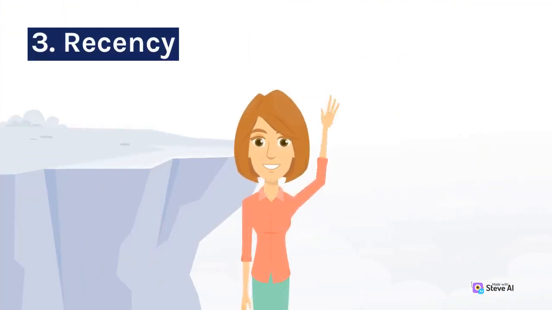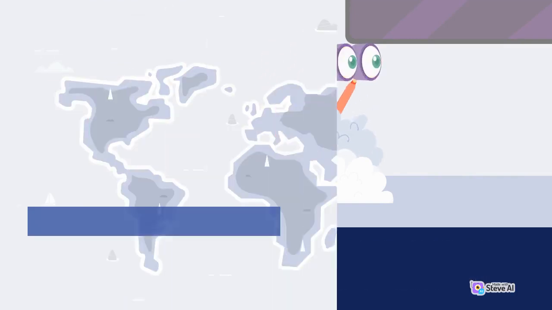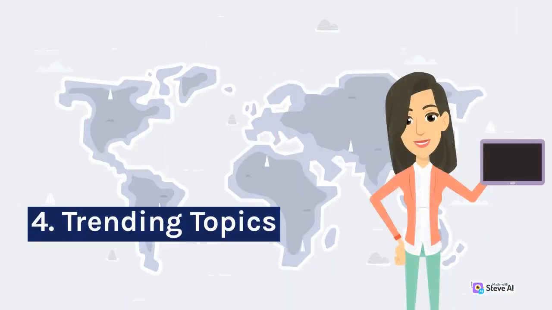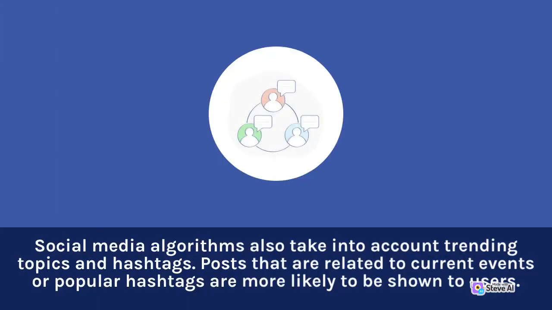3. Recency. The recency of a post is also an important factor in determining its visibility on social media. Posts that have been recently shared are more likely to be shown to users than older posts. 4. Trending topics. Social media algorithms also take into account trending topics and hashtags. Posts that are related to current events or popular hashtags are more likely to be shown to users.